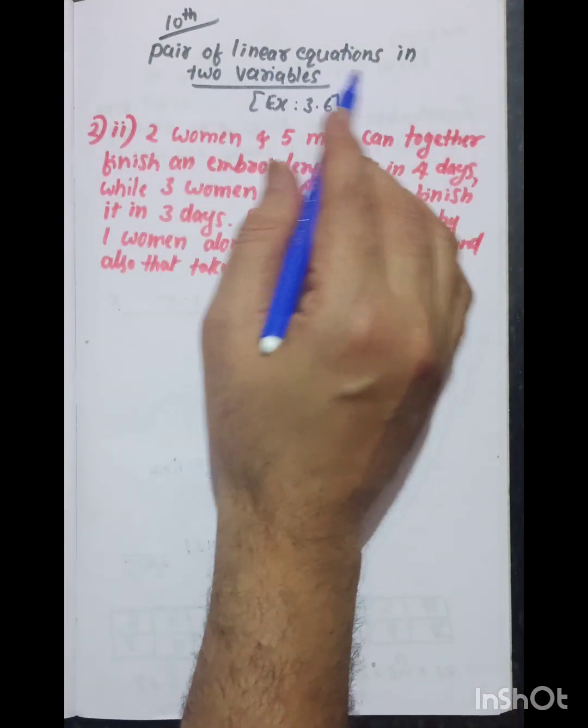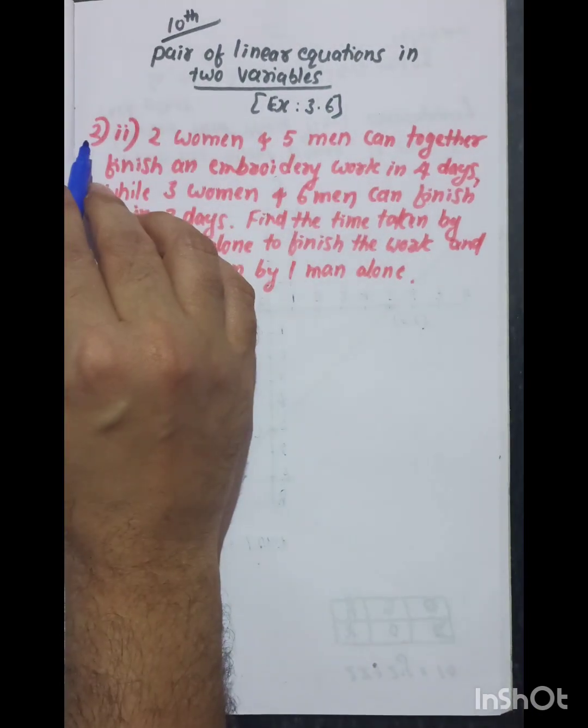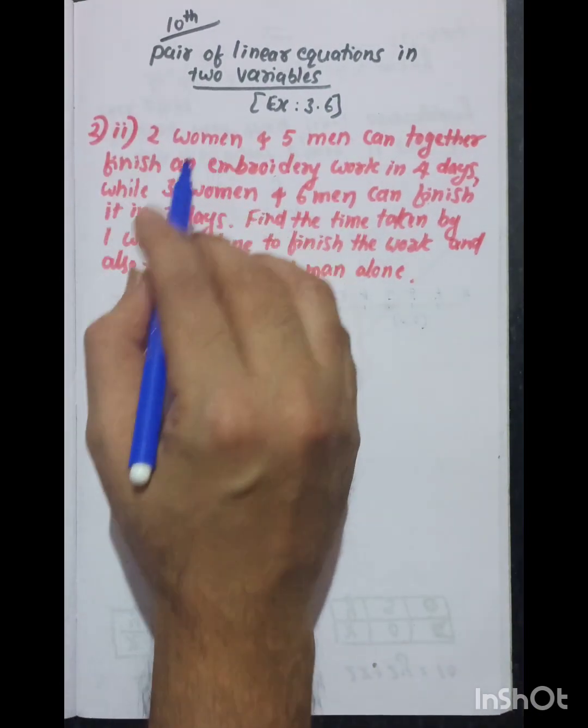Let's learn pair of linear equations in two variables of 10th standard exercise 3.6. Second problem in that small 2 problem.